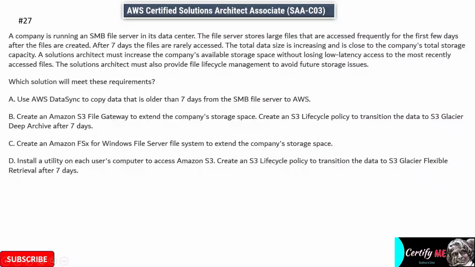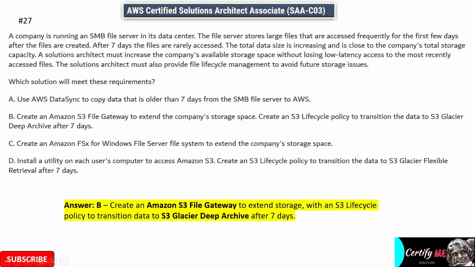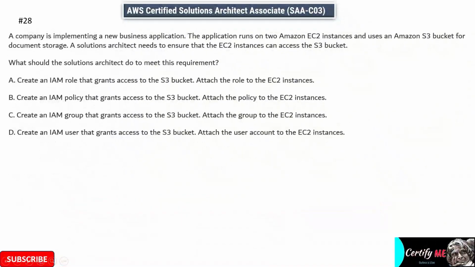The correct answer is option B. Create an Amazon S3 File Gateway to extend storage with an S3 lifecycle policy to transition data to S3 Glacier Deep Archive after 7 days. Next question.